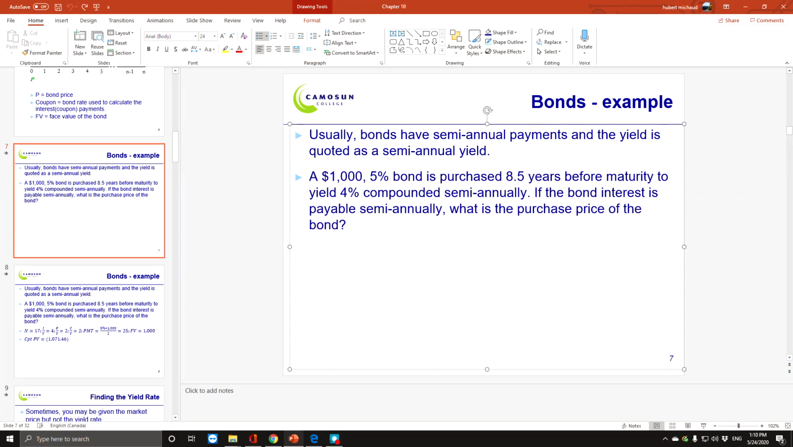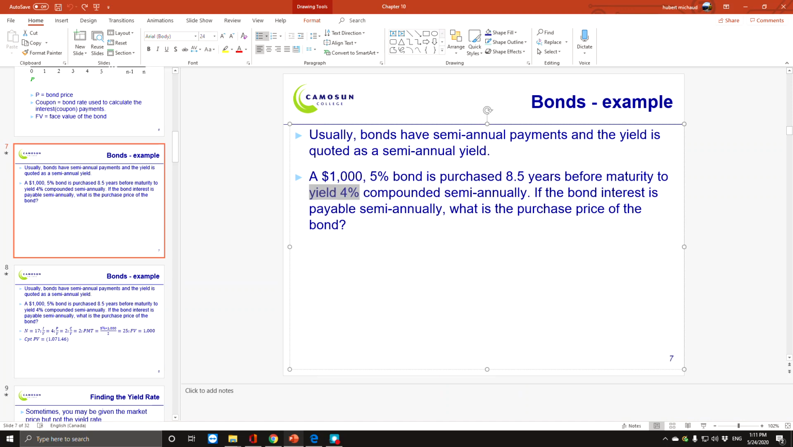So we have a $1,000 5% bond purchased 8.5 years before maturity to yield 4.4% compounded semi-annually. If the bond interest is payable semi-annually, what is the purchase price for the bond? The only issue here for a lot of students is that there are two interest rates, and that confuses some students. Now it's not really that complicated if you take your time.